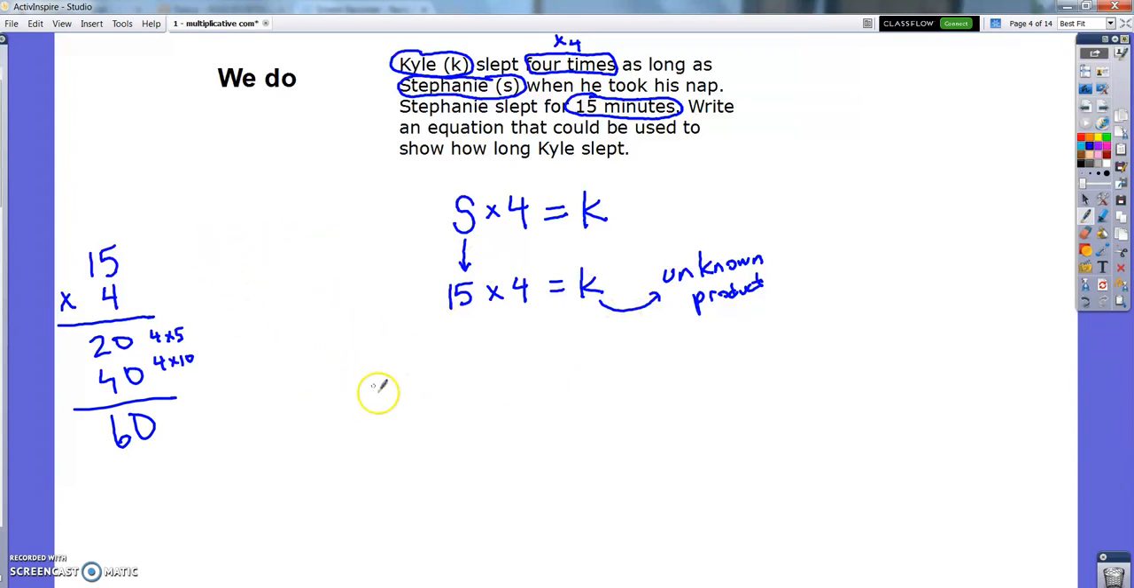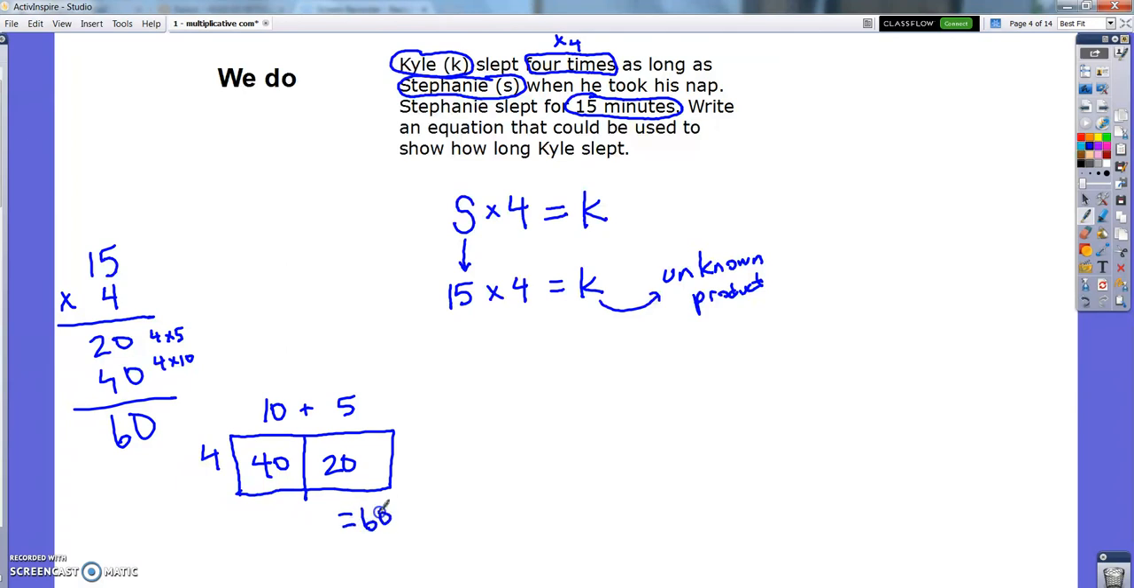If you prefer area models, you can also do your area model. You can do 15 times 4. And 4 times 10 is 40. 4 times 5 is 20. And I can still tell that I'm going to have a 60-minute nap. So whichever multiplication strategy you prefer doesn't matter. What's important is we find out that Kyle's nap is 60 minutes.